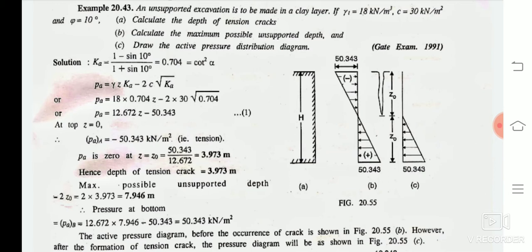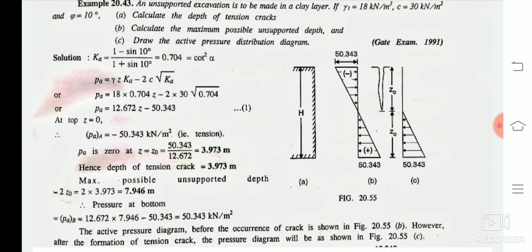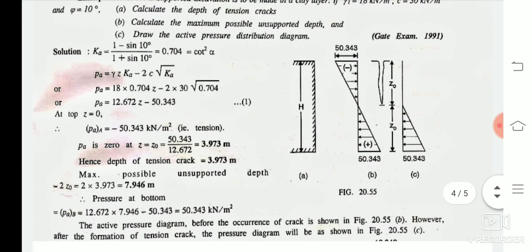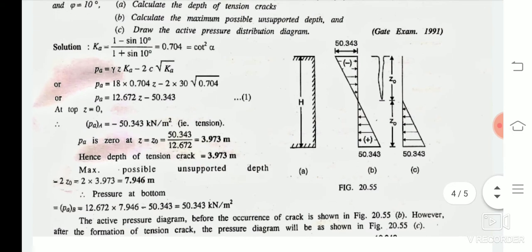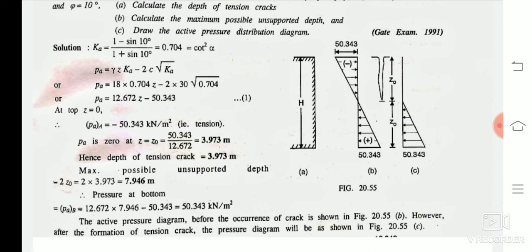Next, what is the expression for active earth pressure for cohesive soil? It is given as Ka into gamma z minus 2c into root over Ka. Putting all these values, we obtain Pa as 12.672 Z minus 50.343. For the top surface, Z, the depth of the retaining wall, will be 0. Hence, the active earth pressure at the top of the wall is minus 50.343 kilonewton per meter square. The minus sign indicates the soil is in tension, not in compression.